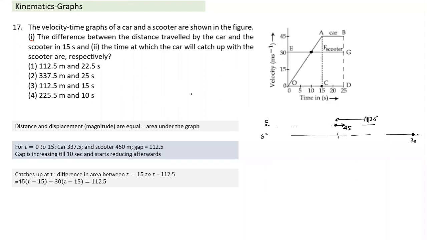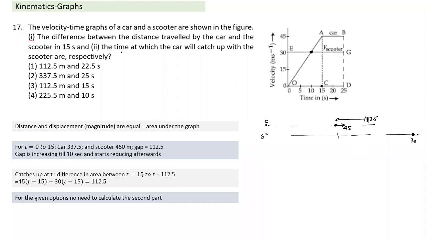So what has to happen? If it catches up at time t, I could have written this equation also at time t. So between 15 to, okay, easily it can be calculated. No need to calculate for the given options here.